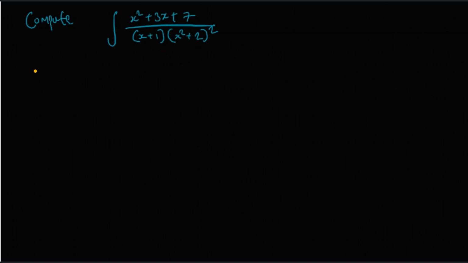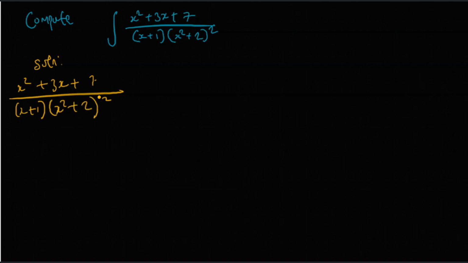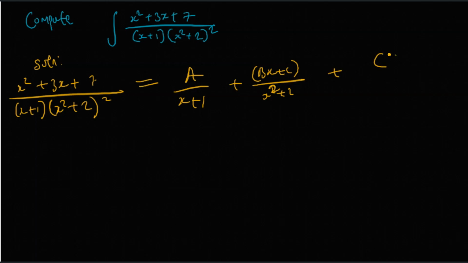So to do this, we assume that x squared plus 3x plus 7 divided by x plus 1 and then x squared plus 2 all squared would be equal to A over x plus 1, so this is the numerator corresponding to x plus 1. We will also have Bx plus C over x squared plus 2, and then we have Cx plus D, all divided by x squared plus 2 all squared.